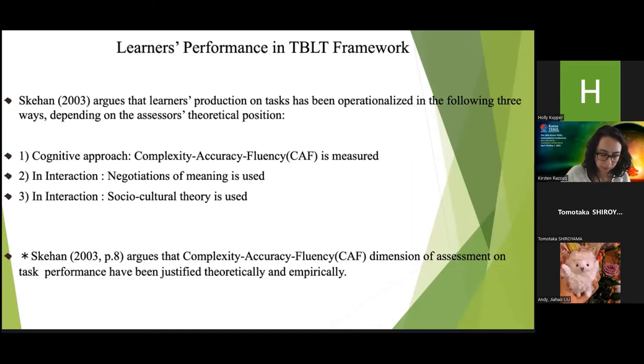The problem is that the second and third theories are really difficult. They are not justified theoretically and empirically. So these studies will employ complexity, accuracy and fluency dimensions to assess task performance for learners.